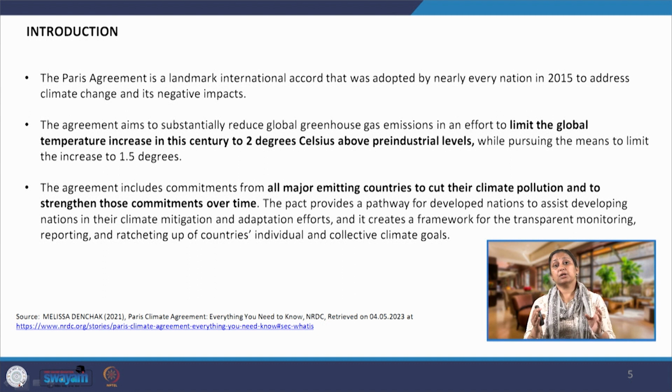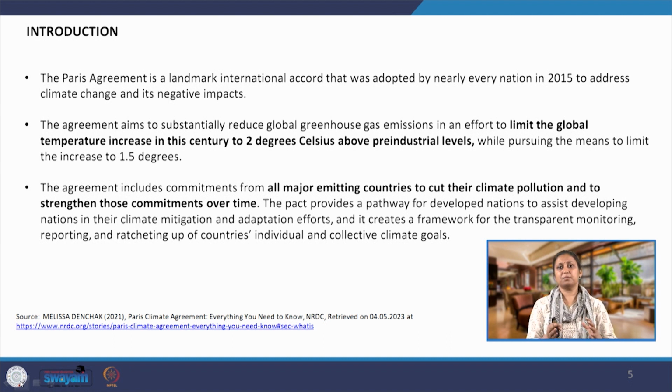Now, the agreement, unlike Kyoto Protocol, which had a very clear mechanism to account for greenhouse gas emissions, Paris Agreement has a slightly simpler objective, which is to limit the global temperature increase in this century, that is by 2100, to 2 degrees Celsius above pre-industrial levels.